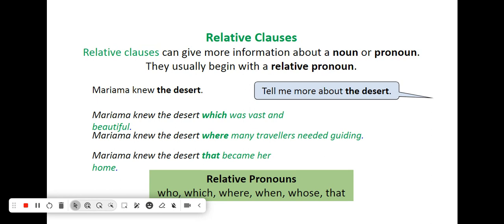We're not saying the exact place. We're talking about it as a thing, and we're describing it. So that's why we use which here, which was vast and beautiful. But the second one, actually we're talking about the desert as a place. That's why we have to choose where, because where many travelers needed guiding. We're speaking about the desert as a place, not as a thing that we're describing.